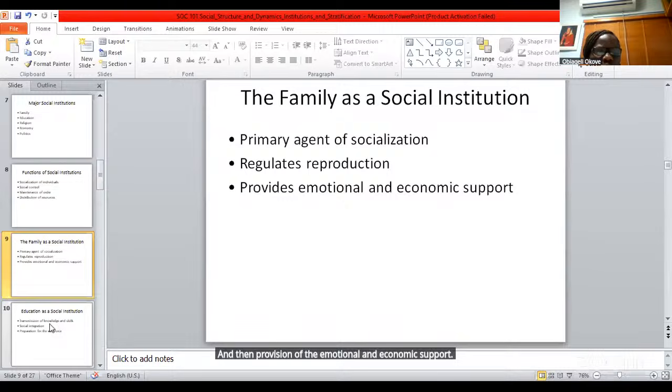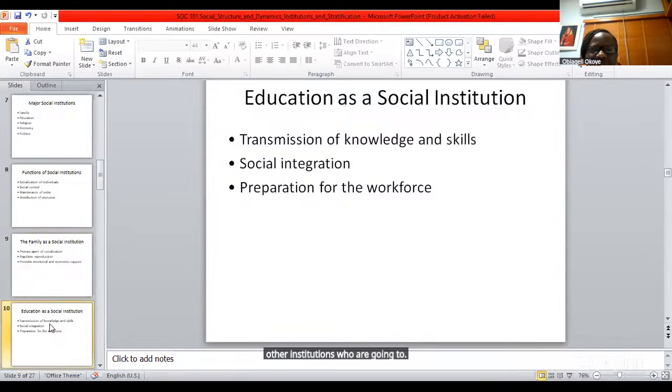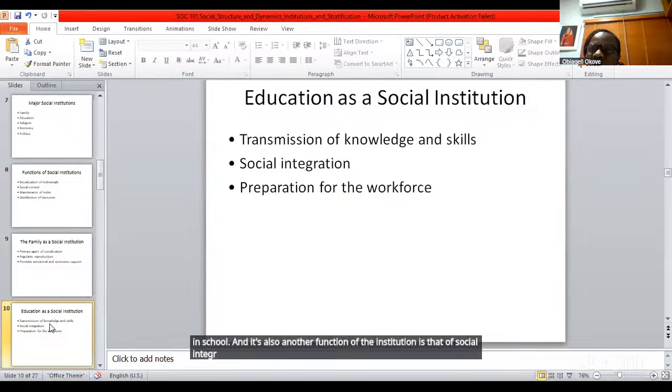Another institution we are going to talk about its function is the educational institution. For instance, now all of us are in school, and as this lecture takes place, it is a form of knowledge. Transmission of knowledge and skill takes place in school. And another function of the institution is that of social integration.